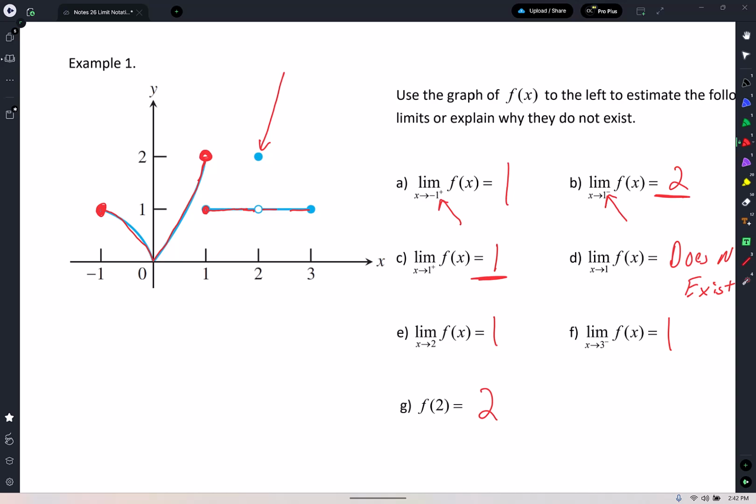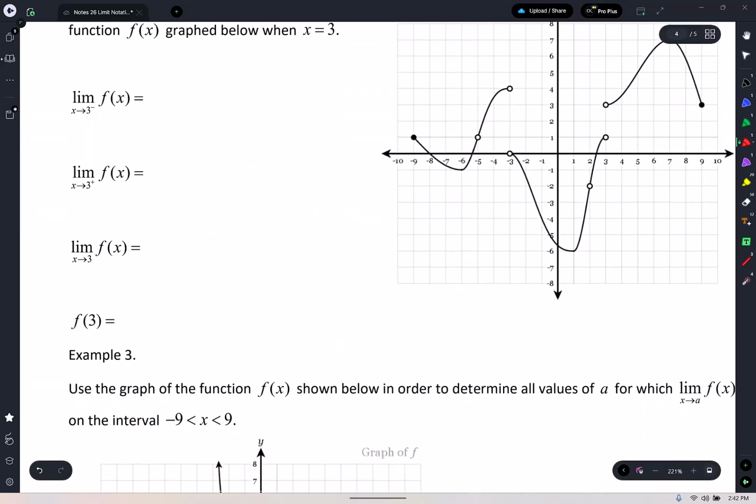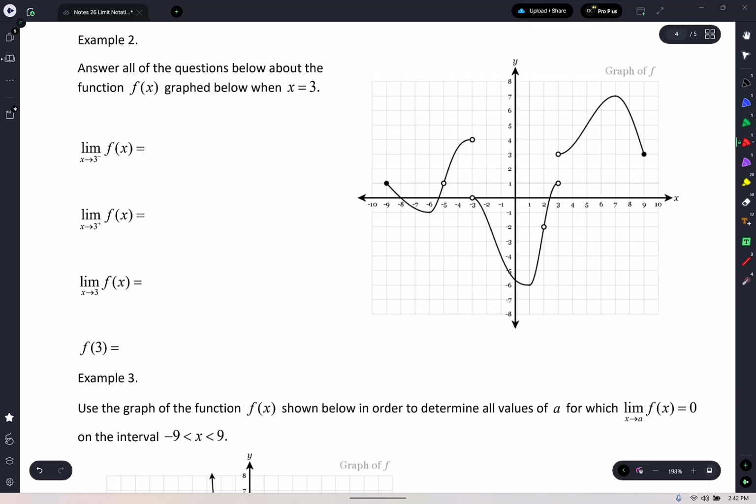All right. Let's go to the next. See, they're not so bad. So here's how it's going to look for you guys. Limit as x approaches 3.